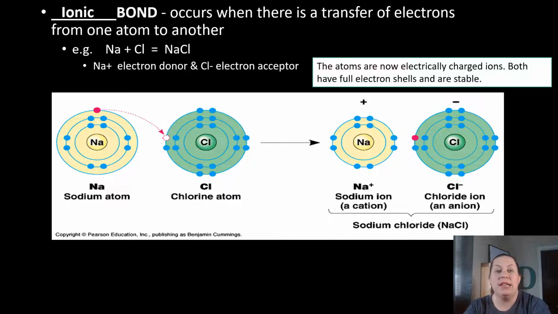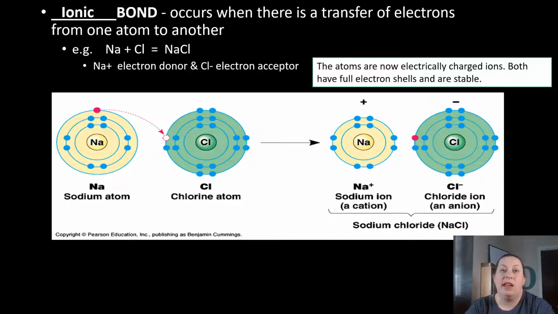So what sodium says is, okay, hey, chlorine, I will give you my electron. And chlorine says, well, thanks. But since sodium gave away a negative, sodium is now positive, Na plus. And chlorine accepted the negative. It took an extra electron. Therefore, it becomes Cl negative.